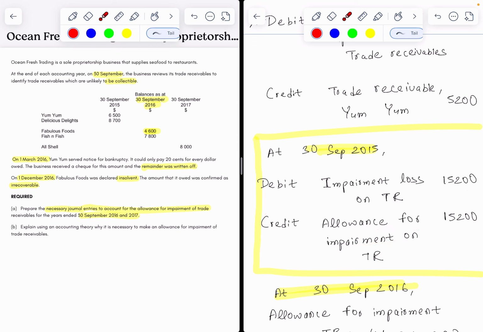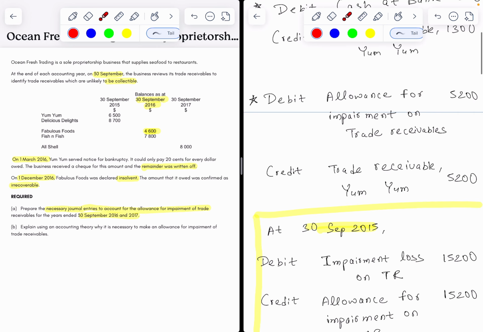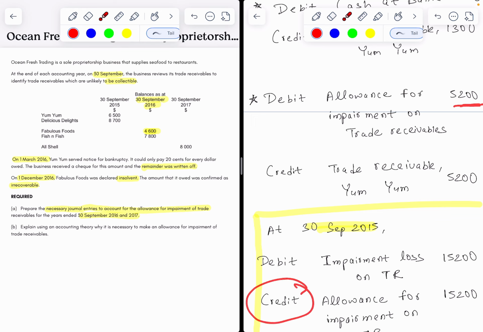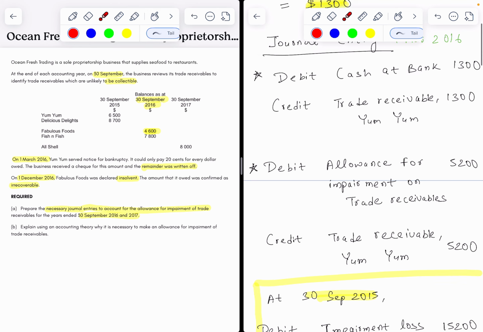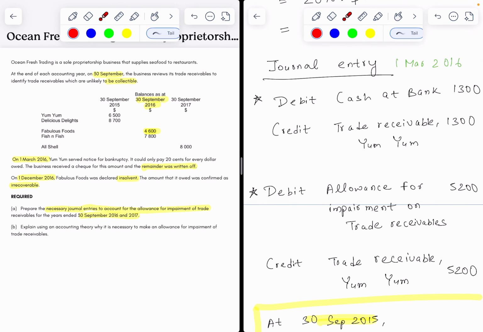So what we can understand is that previously, at the end of 30 September 2015, we would have already created an allowance for impairment of trade receivables account, which is a contra asset account. So since $15,200 is already stored there from the previous financial year, because we expect uncollectible amounts in the near future, and once that amount has been confirmed, which in Yum Yum's case is $5,200, we will reduce this allowance for impairment of trade receivables account by debiting it by $5,200, and that's what is being reflected for the decrease, okay? So we have two pairs of entries on the 1st of March 2016 that you need to perform for full marks.